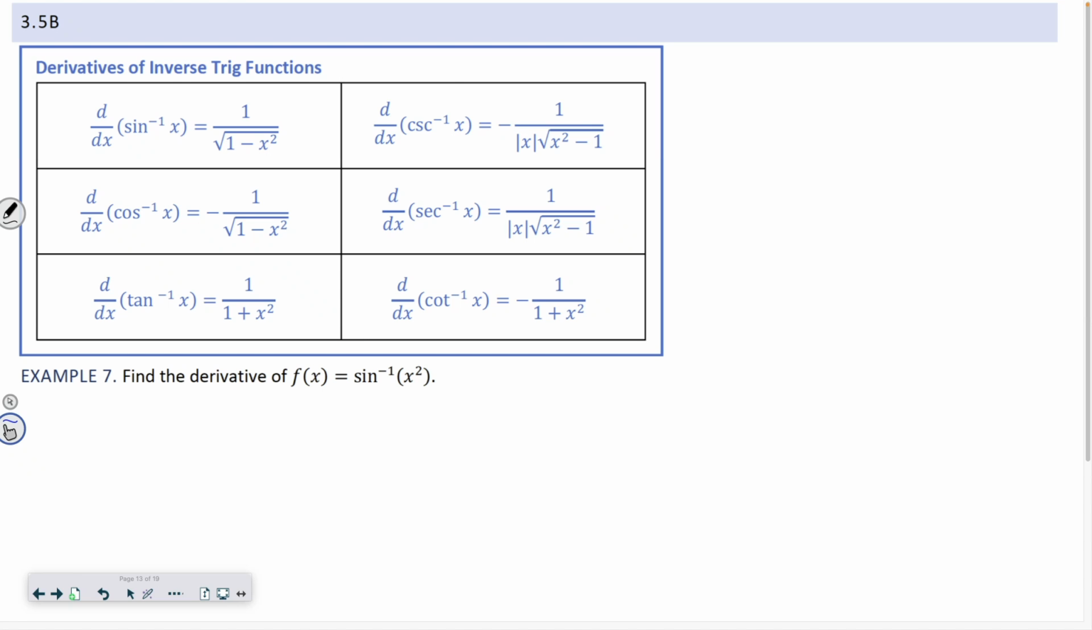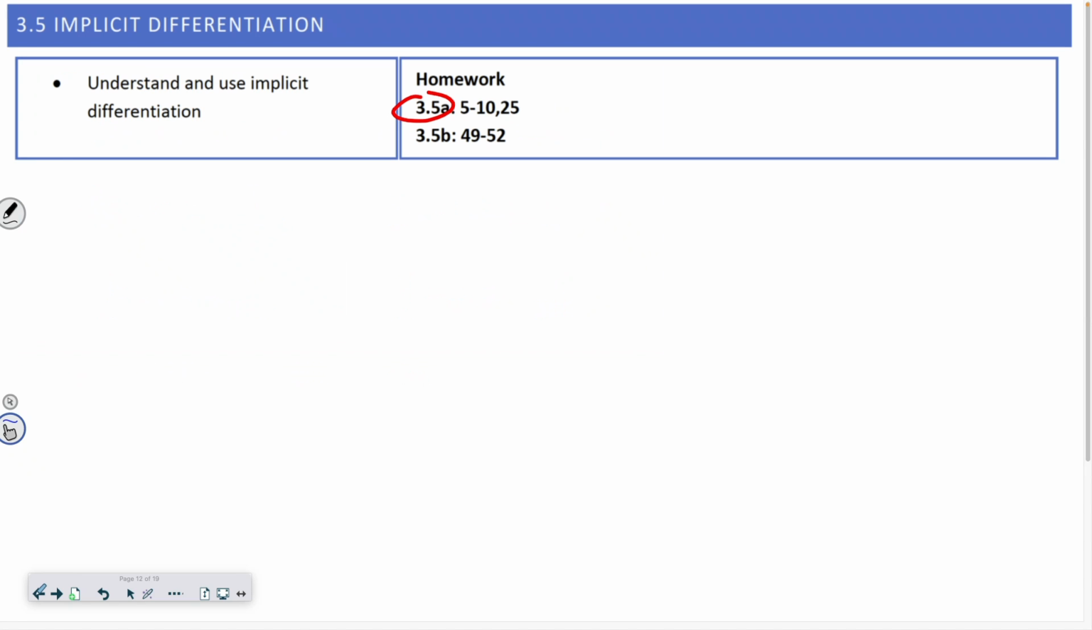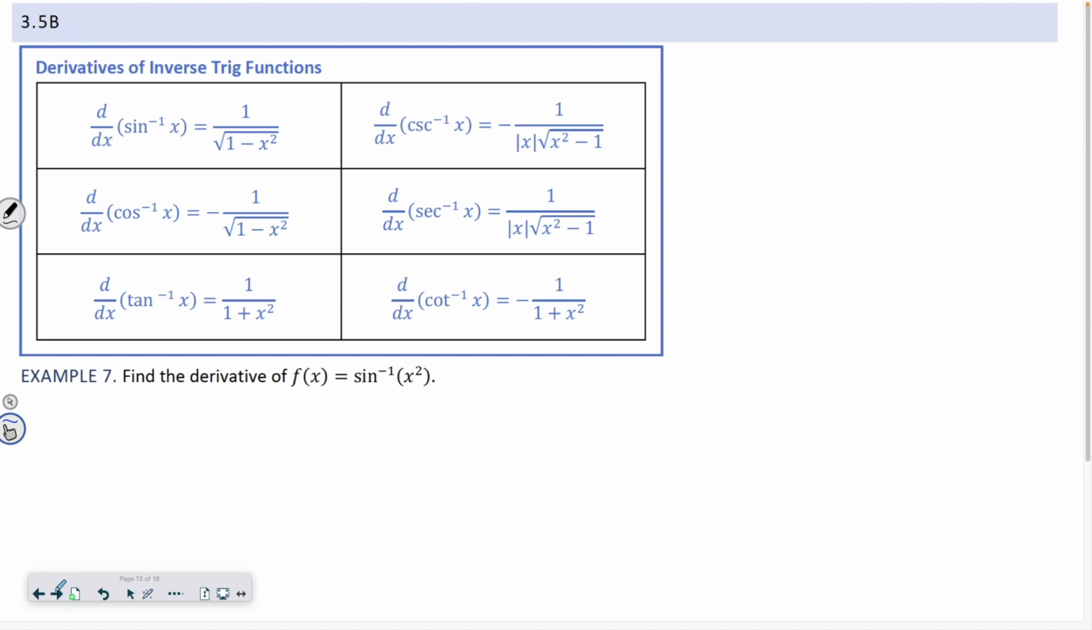What are we talking about? What kind of implicit differentiation? Okay, so we're talking about implicit differentiation. I'd like to just prove this first one with you.